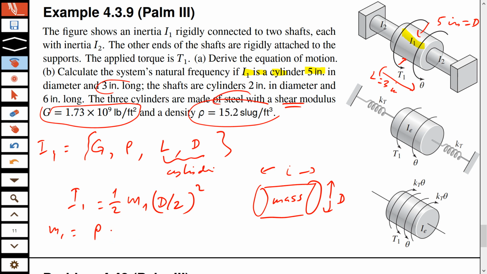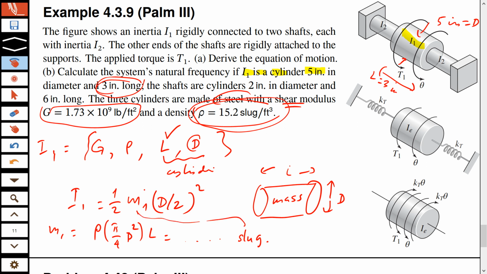So rho times volume. What is the volume? Area, which is pi by 4 d squared, times length. So now you can see why I noted this L there. I have the value of L given to me, 3 inch. I have the value of D, which is 5 inch, square of it, then pi by 4, and then multiply it by rho, which is 115.2 slug, and I multiply this by L, and this I will get something in slug. The mass will be in slug. That value in slugs will be substituted here, and then you finally get your I1 here.